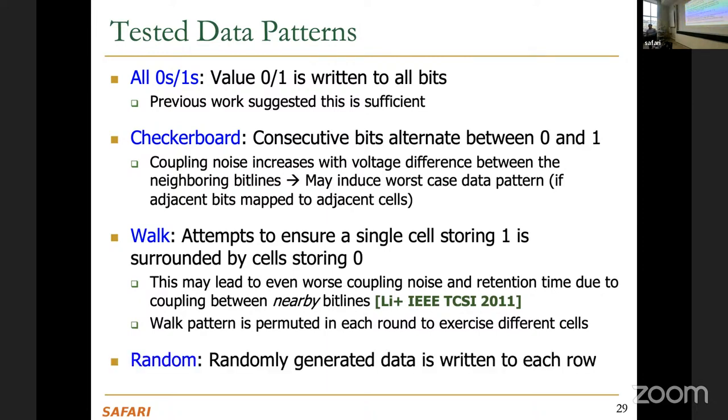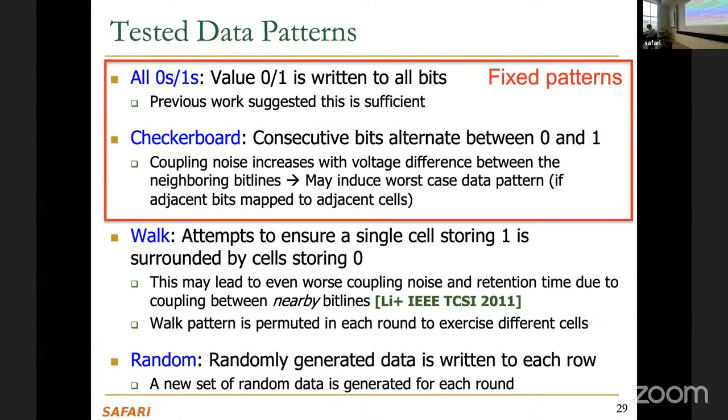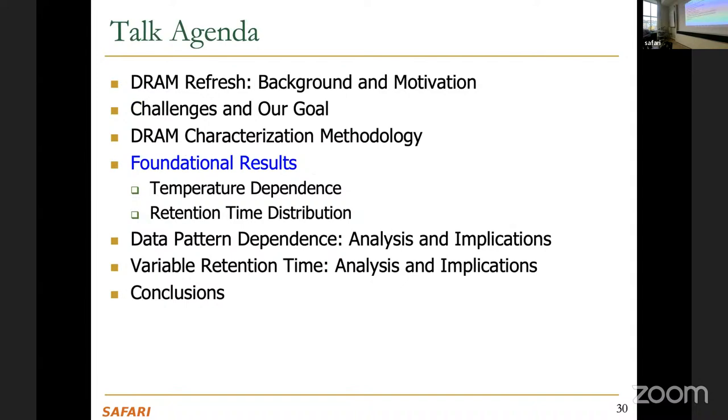And then there's random testing. Basically, randomly generated data is written to each row in this case. And a new set of random data is generated for each round. Basically, this covers cases that we cannot cover with fixed patterns, clearly. So these are fixed patterns. Walk is actually also not a fixed pattern, but it's a methodical change. Random is completely random.